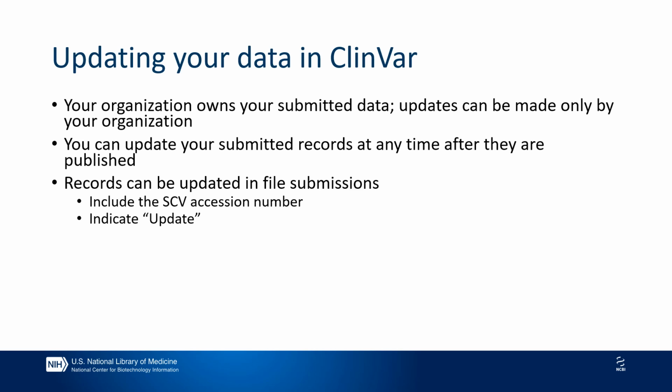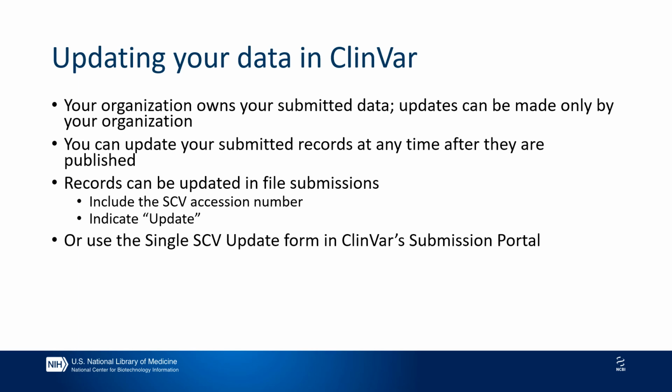You can make updates to your records in a file submission, like we talked about earlier. In that case, you include the SCV accession number, and there's a column in the spreadsheet to indicate that this is an update. Or if you only have one or a couple of records to update, we also have a single SCV update form in the submission portal that lets you update a single record at a time. This is a limited form. There's only about 8 or so fields that can be updated, but these are the fields that are most frequently needed for the update, so it works pretty well.